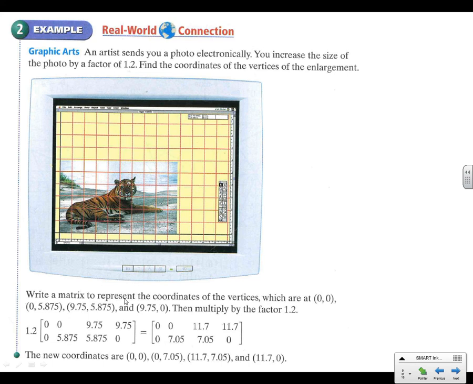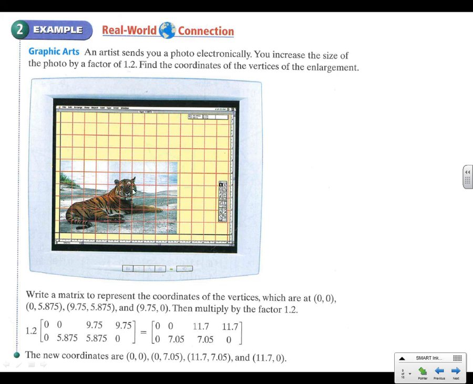Anyway, write a matrix to represent the coordinates of the vertices, which are given here. 0, 0 is the bottom corner, then 0, 5.875, which is over here. And we want to multiply it by a factor of 1.2. Just scalar multiplication. We're going to take every single point and multiply it by 1.2. So 9.75 times 1.2 turns into 11.7. And so we have our new coordinates.